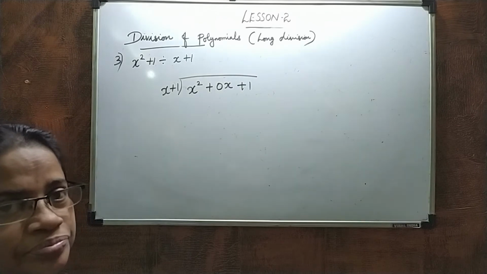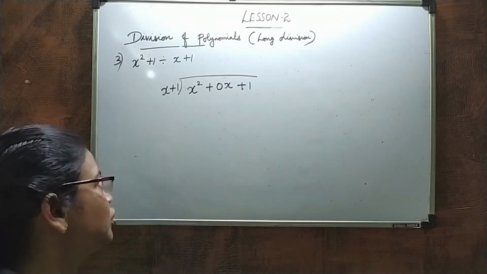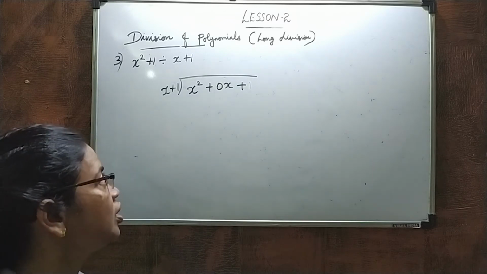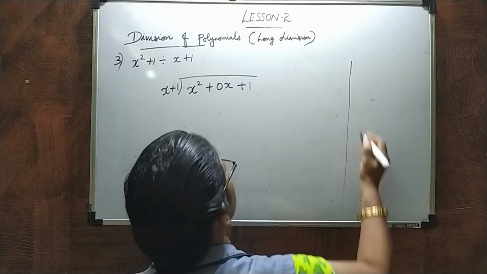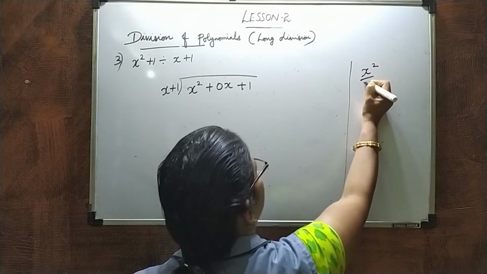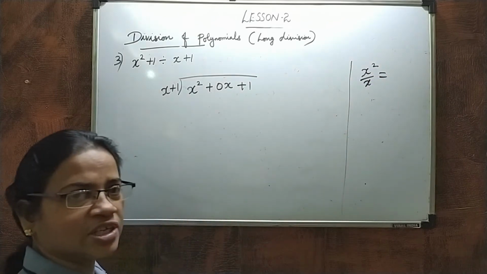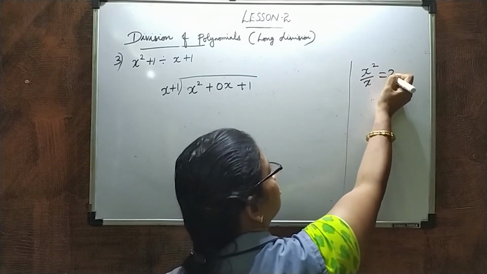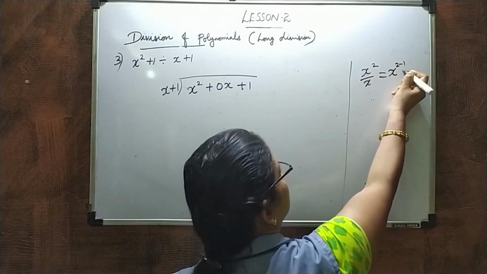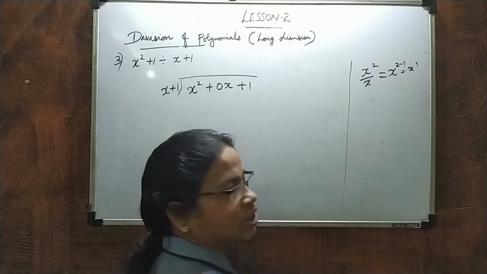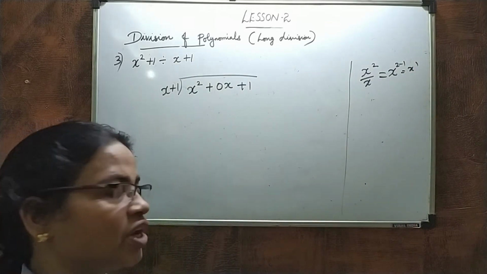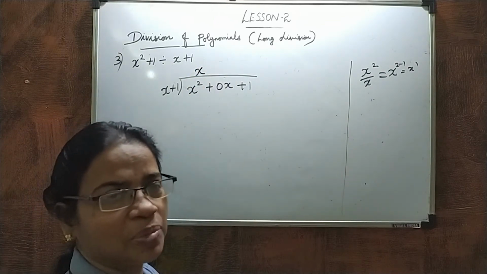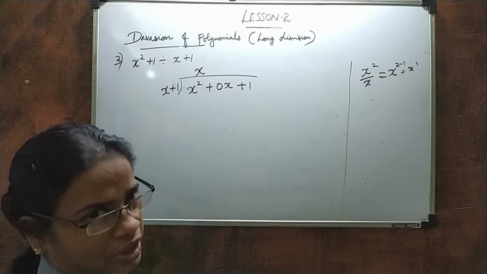Start now. Our first step, division. First term of the dividend divided by first term of the divisor. x square by x. What is x square by x? a raised to m divided by a raised to n is equal to a raised to m minus n. x raised to 1 you will get. That means x raised to 1 is x. That you write on the quotient. Division completed now. Next one, multiplication.